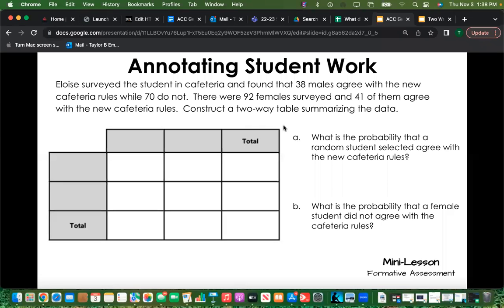Are there? So apparently there is this new cafeteria rule. Okay. No, it doesn't matter.